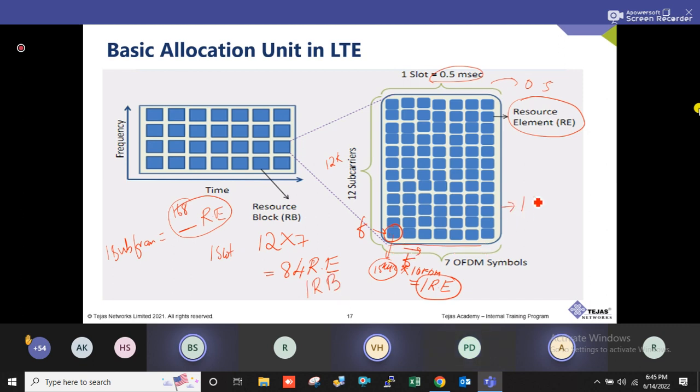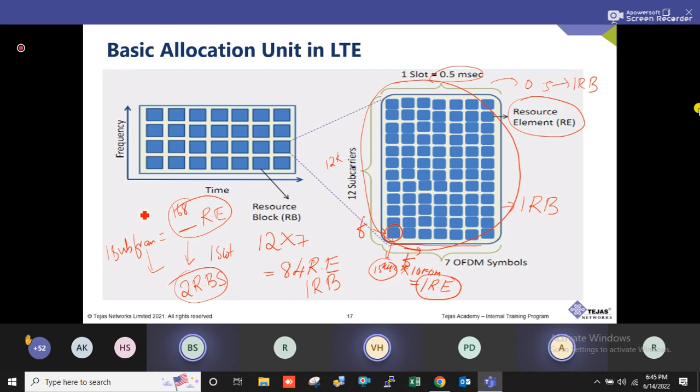Here you can see this is called 1 RB, and there is one more 0.5 millisecond, there will be one more RB. So totally in one subframe, you have 168 REs, or we can also call it 2 RBs, 2 resource blocks. Remember, this is one resource block. There is one more resource block of 0.5 millisecond. So in one subframe, you get a total of 2 resource blocks.